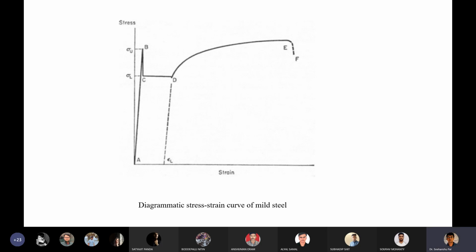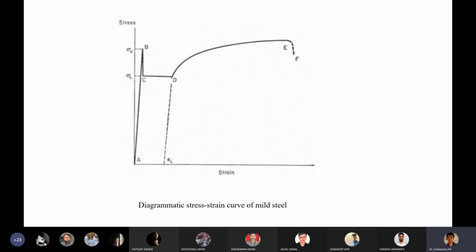Now we are going to concentrate on the lower yield stress. At the lower yield stress, what will happen? Deformation proceeds by a growth of Luder bands which spread along the specimen until point D, marked capital D, is reached. The entire surface of the test specimen is covered by the Luder bands and all areas of the test length have been strained by an amount presented in the picture, that is epsilon superscript capital L.